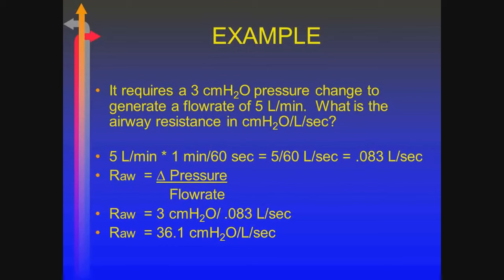What do you think about that airway resistance? What do you think about a resistance of 36? Let's go back to the previous slide. What's the normal? It's really high. This would be a bad asthmatic. So normal is anywhere within 0.5 to 2.5 centimeters of water per liter per second. Yeah, that's a really high airway resistance.